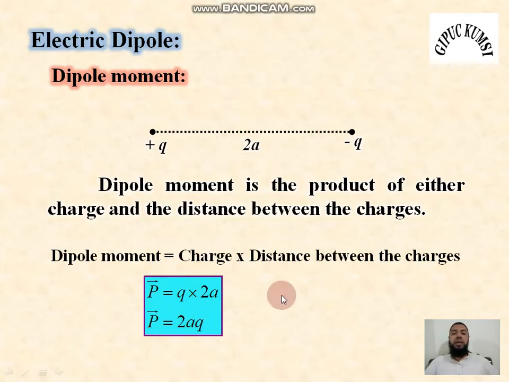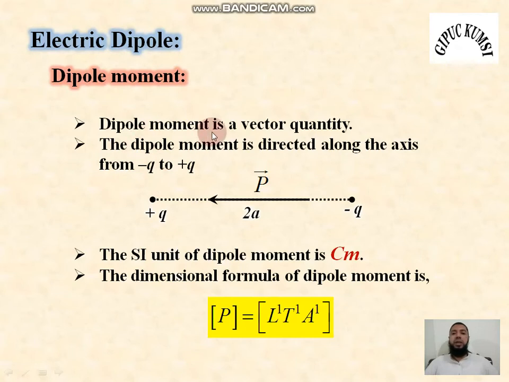And this dipole moment is very important. It's a vector quantity. Dipole moment is a vector quantity. Since it's a vector quantity, we have to define its direction. The direction of a dipole moment is always directed from the negative charge to the positive charge.